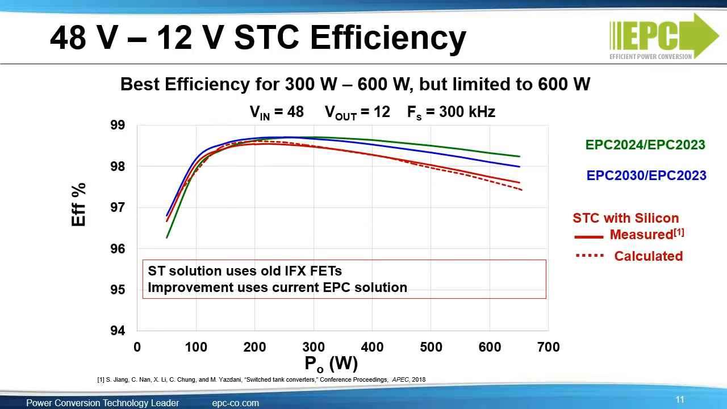Efficiency up to 500 watts is very good, above 98%, and can be further improved with eGaN FETs, as shown in the green and blue waveforms. However, the switch cap solution is limited in power and cannot handle more than 600 watts.